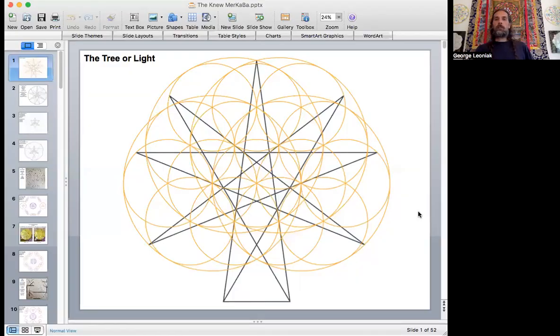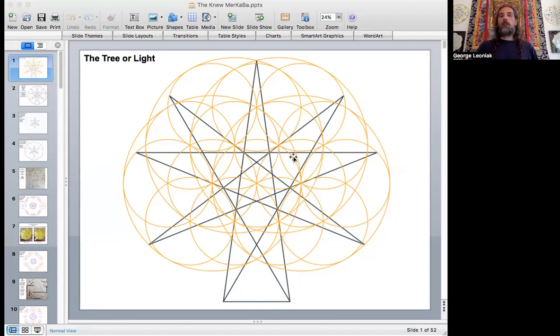So let's share the screen and start talking about the new golden Merkaba and the tree of light, how the two are related, and how we get to some of these other incredible forms. Here's a stylized version of that tree of light design. This is the nine-pointed star in the middle. Now this is the icosahedron stellation diagram. That's the first place that I saw it.